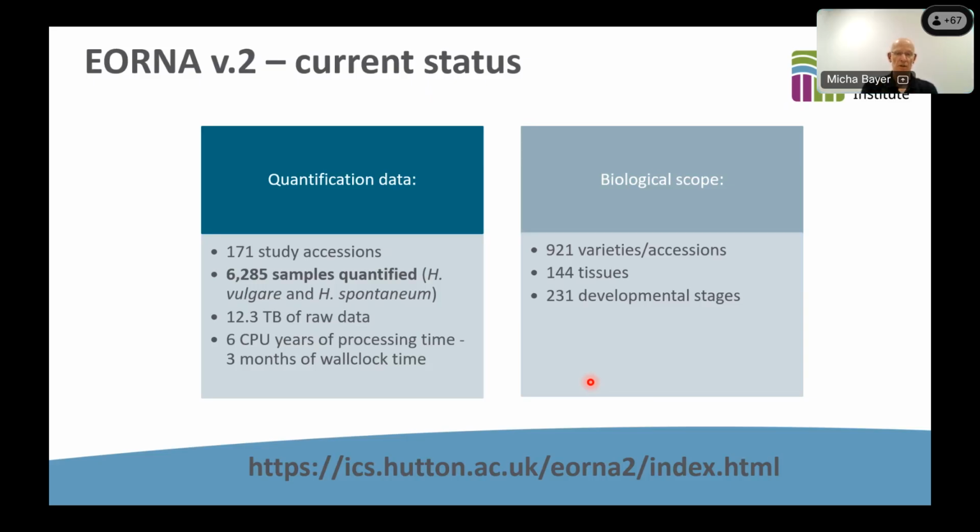So the biological scope of the database is really quite broad. We've got 921 different varieties. We've got 144 different tissues. We've got 231 different developmental stages. And the whole thing is now live at the URL that you can see at the bottom of the slide. But Craig later will talk you through the details of how you use it.